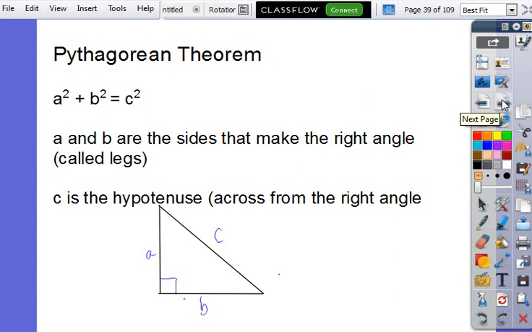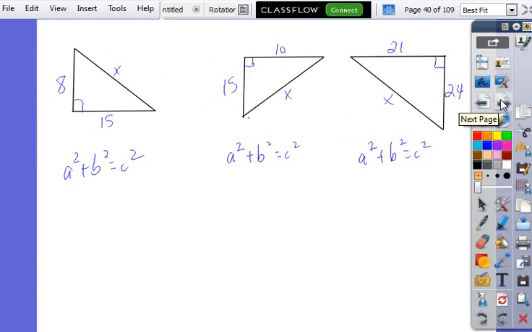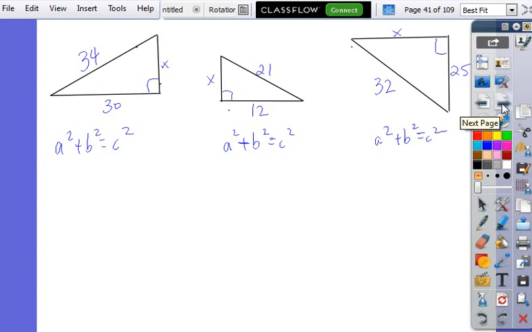Pythagorean theorem, I hope we're good on. The only thing that's important, really, is C. C has to go by itself. So which one is my C right there? X. So this 8 and 15, those can switch, it doesn't matter. The X has to go in the C spot. Which one is my C right there? 34. So 34 has to go over here. These can switch. The biggest number has to be the C. And that's important for what we're about to look at.